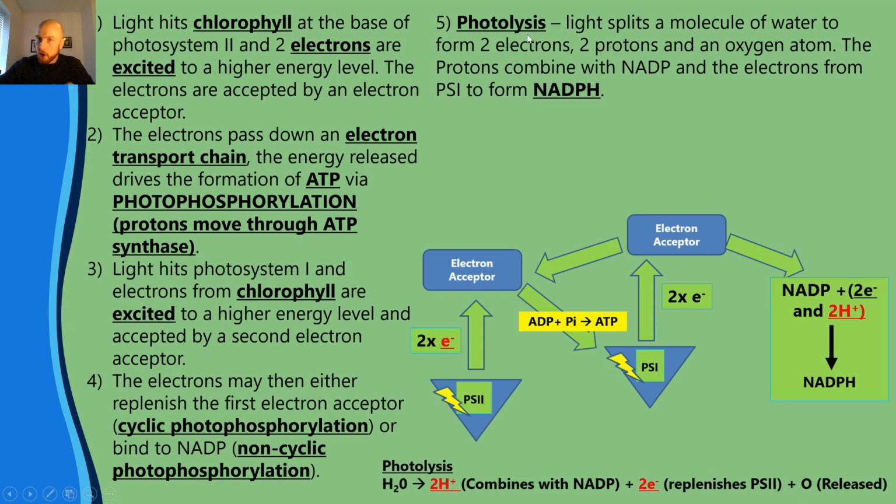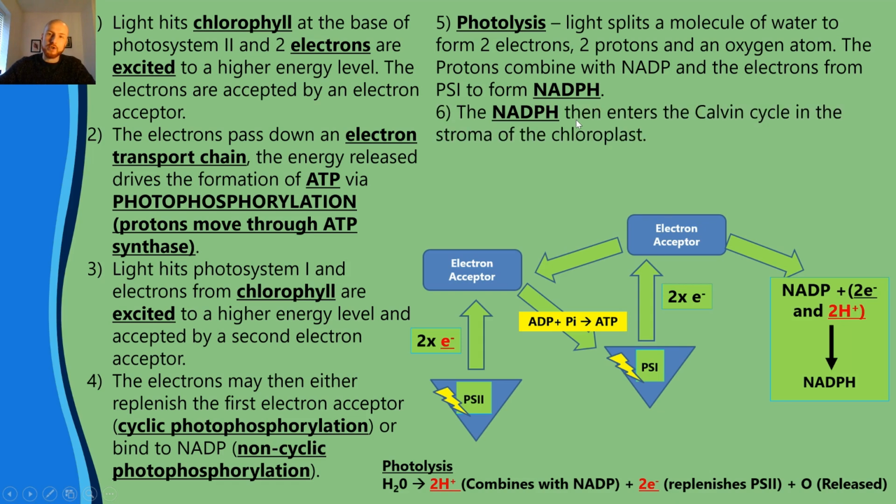Now, 5th, photolysis, that's where light splits a molecule of water to form 2 electrons, 2 protons, and 1 oxygen atom. And the protons combine with NADP and the electrons from PS1, so photosystem 1, to form NADPH. Now, number 6, the NADPH then enters the Calvin cycle in the stroma of the chloroplast, so that's the light-independent phase. And remember, when we were labelling the chloroplast, we said the light-dependent phase, so the one that needs light, happens in the thylakoids, and the light-independent phase, so the Calvin cycle, happens in the stroma.